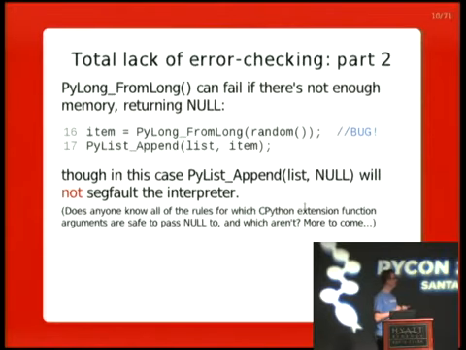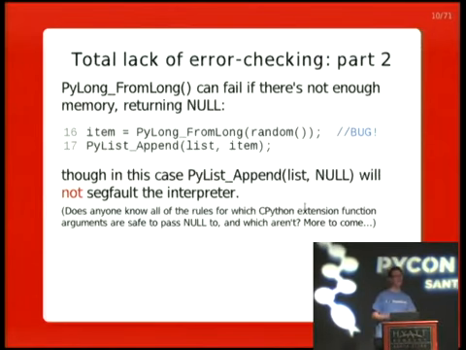And the other API calls can fail. PyLong_FromLong could fail if there's not enough memory. And so inside the loop, we try and create one. It could return null, so it's setting a memory error. And then we try and append it. Now, in this case, if the second argument is null, it actually doesn't crash CPython. And how many people know which API calls and which arguments exactly can accept null and which can't? I don't think anyone does.